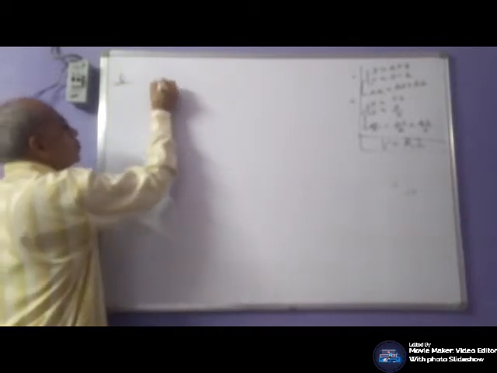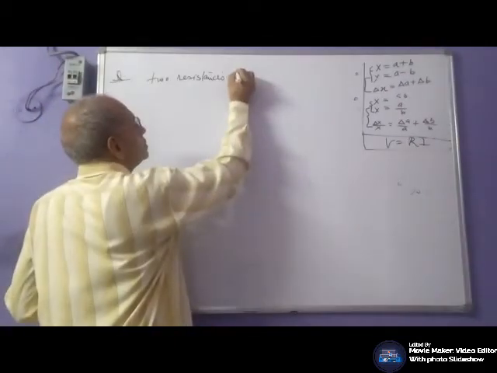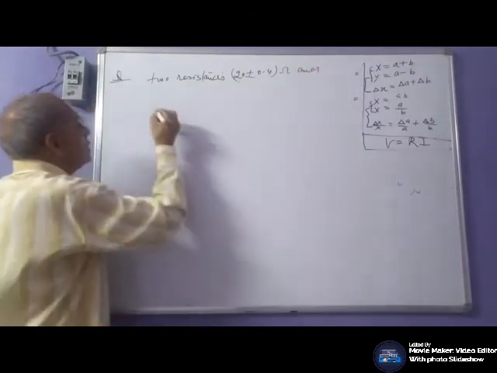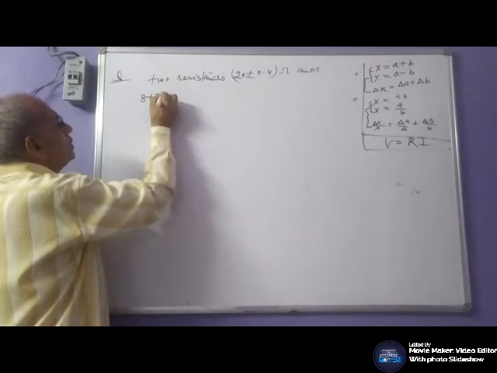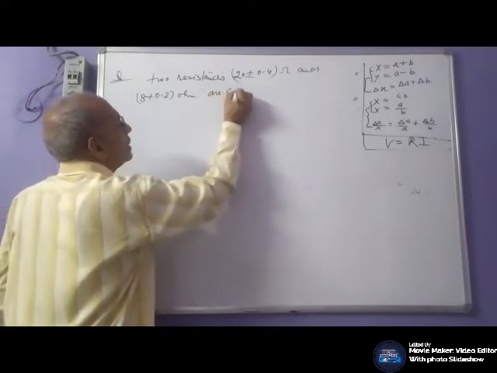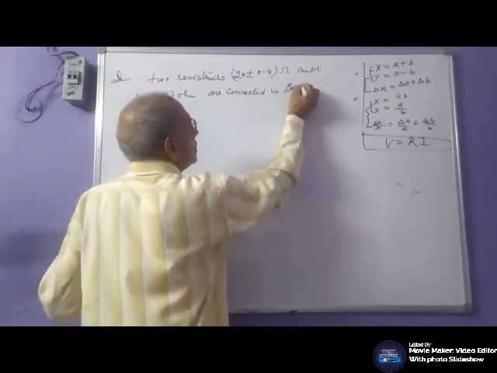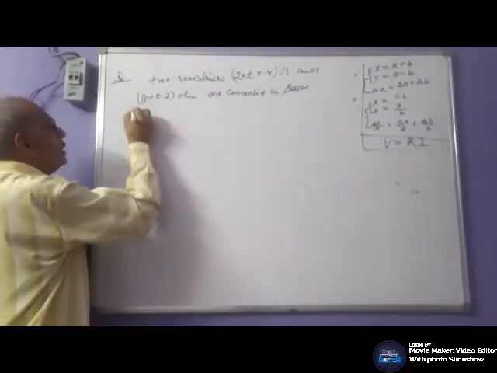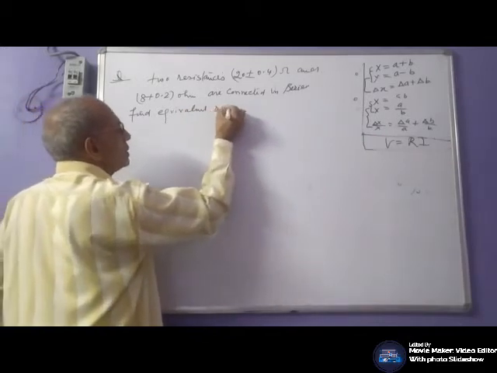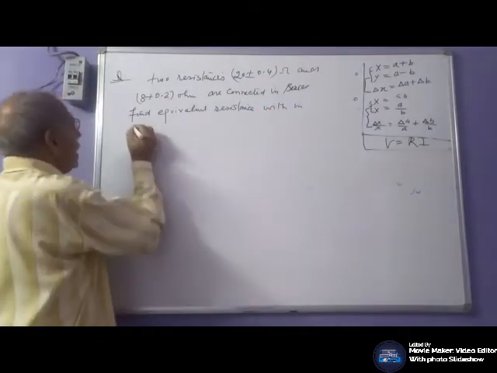Another numerical. Two resistances, 20 plus minus 0.4 ohm and 8 plus minus 0.2 ohm, are connected in series. Find the equivalent resistance within error limits.